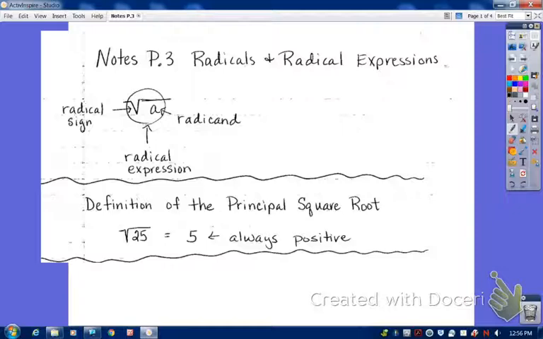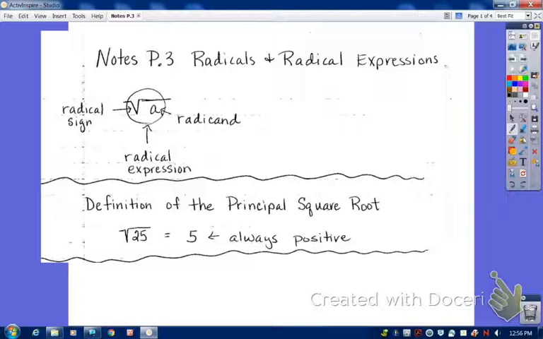So if somebody says, what's the square root of 25? It's just a 5. Later on when we start to solve, we might say that the square root of 25 could be positive 5 or negative 5. But if somebody just says, what's the square root of 25? It's 5. What's the square root of 100? It's 10. What's the square root of 4? It's 2. That's called the principal square root.